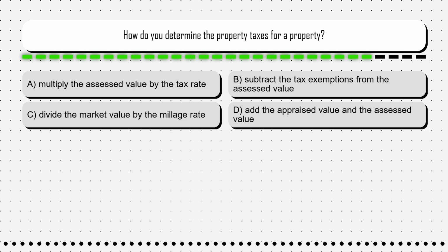Question 32. How do you determine the property taxes for a property? Option A, multiply the assessed value by the tax rate. Option B, subtract the tax exemptions from the assessed value. Option C, divide the market value by the millage rate. Option D, add the appraised value and the assessed value.